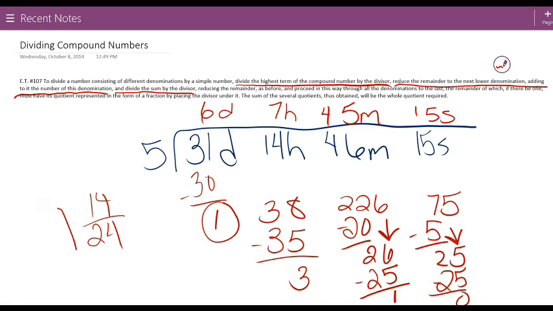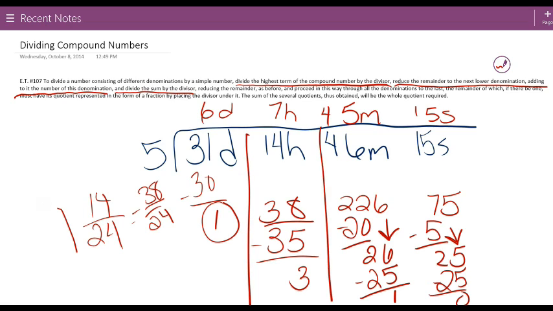We have 1 and 14 24ths of a day. We convert that into an improper fraction. We end up with 38 24ths, and then 38 is the number that we use here. So these are all really independent division problems. We're just writing them all next to each other.